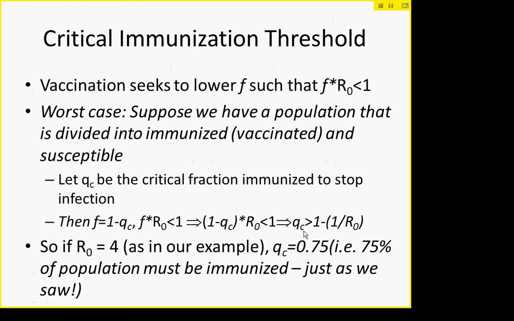1 over R naught. So if we have an R naught of, say, something like 3, which is a little bit more than what was estimated for pandemic flu, then what we would need is a fraction that are vaccinated of 1 minus 1 over 3, or about 66% vaccinated.